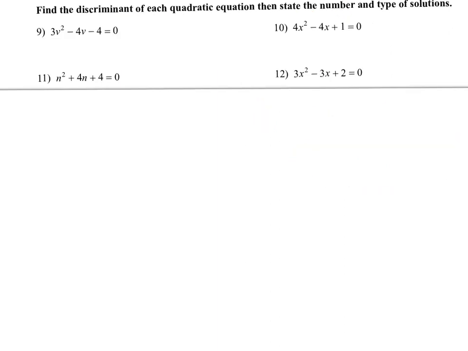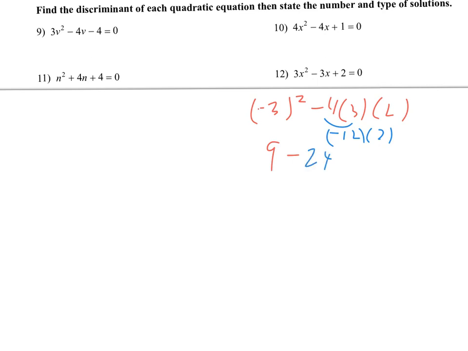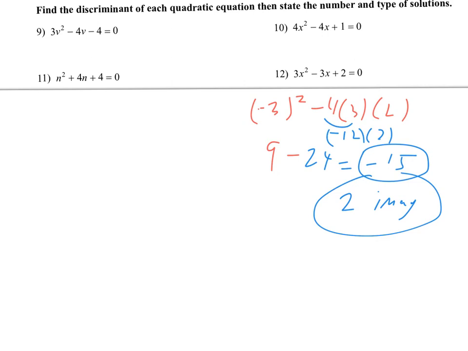All right, same thing here on number 12. We want to do b squared minus 4ac for the discriminant. So that's 9 minus, and then this would be negative 12 times 2, which would be negative 24. So 9 minus 24, and that is negative 15. And anytime the discriminant comes out negative, that means there are no real solutions, or 2 imaginary solutions, because if we have 2 imaginary solutions, that means we have nothing that's real.